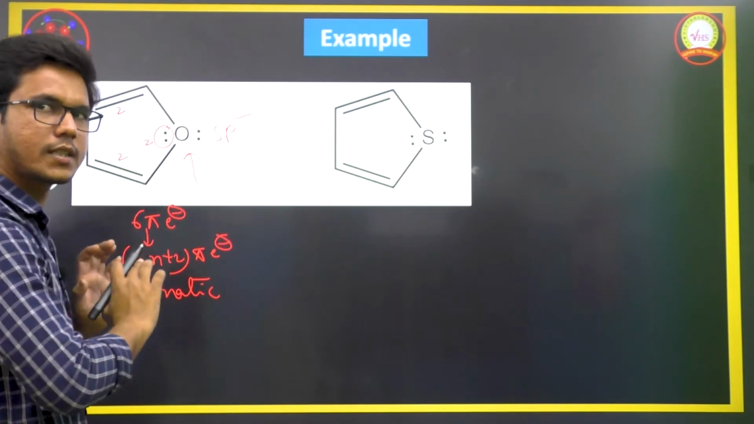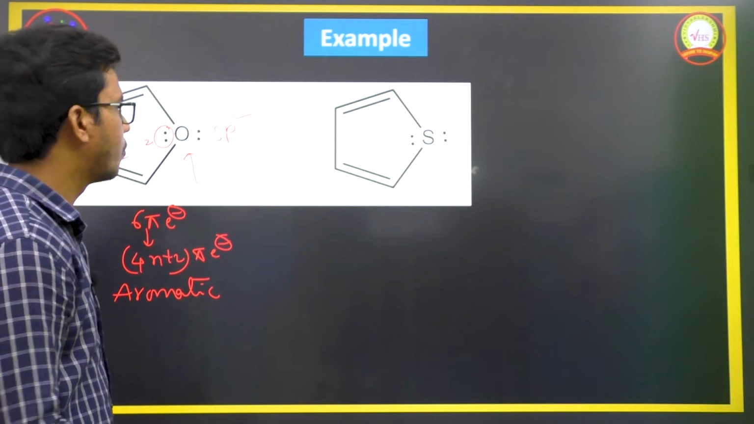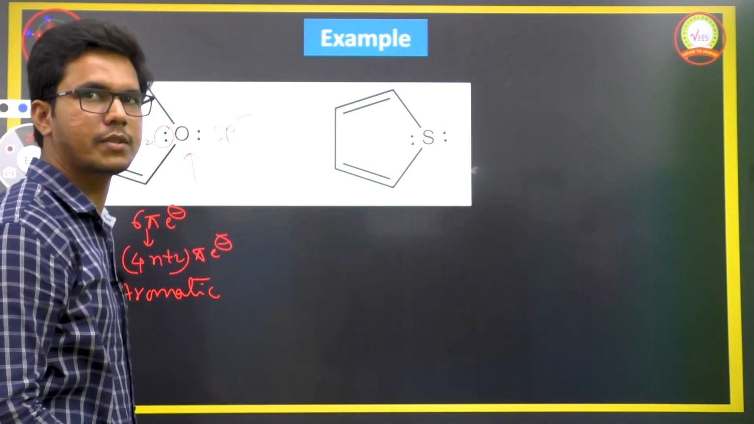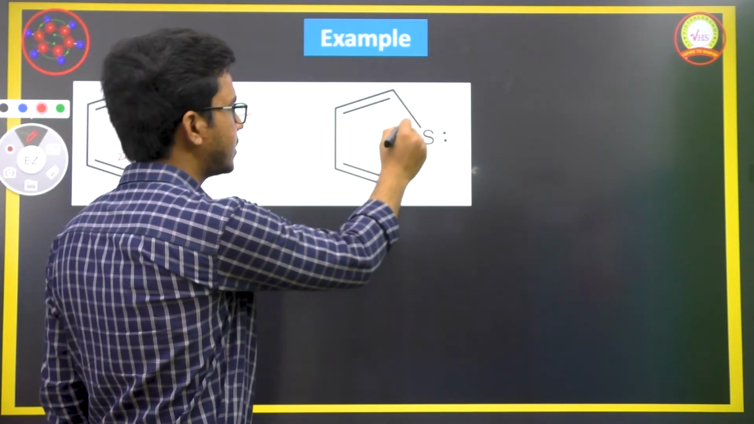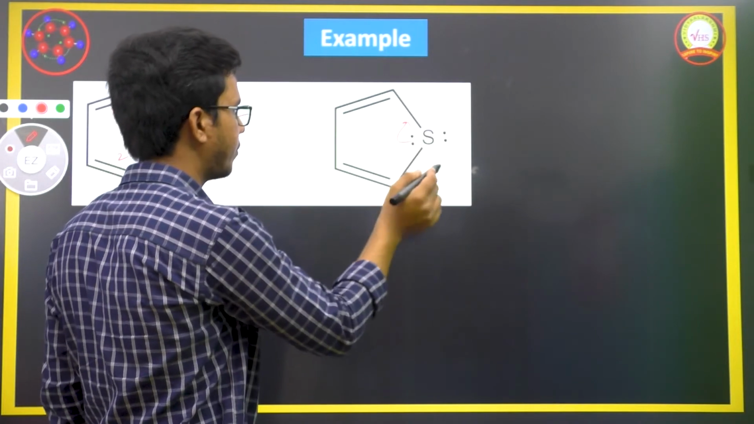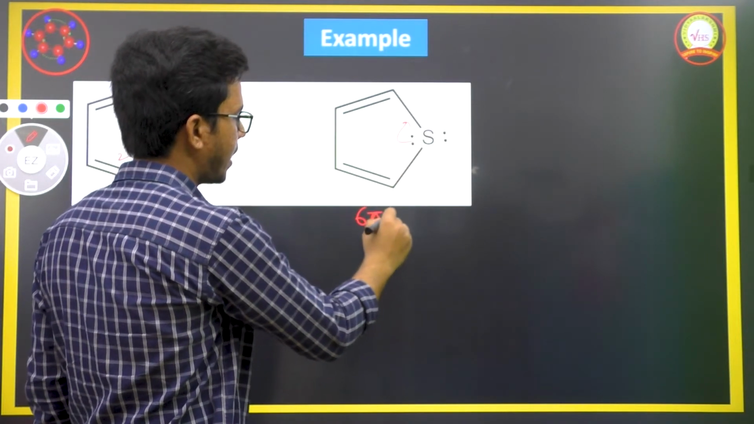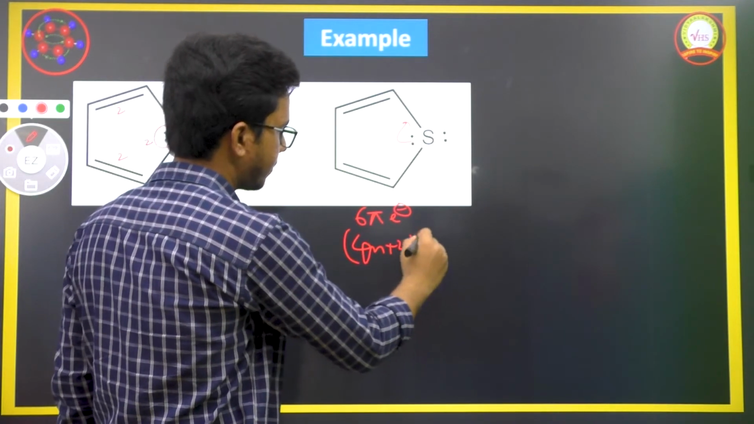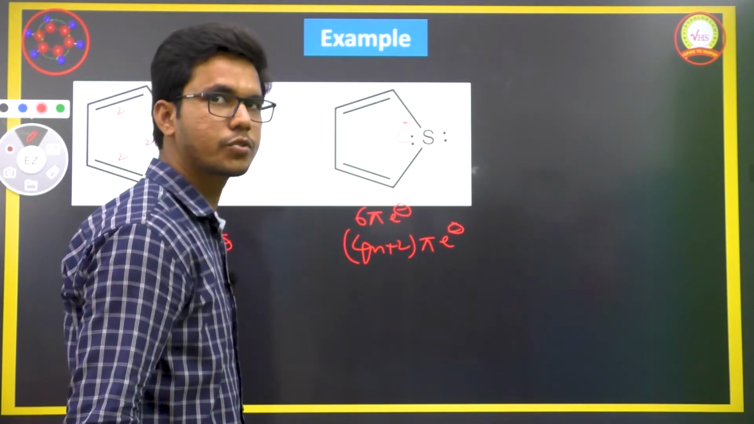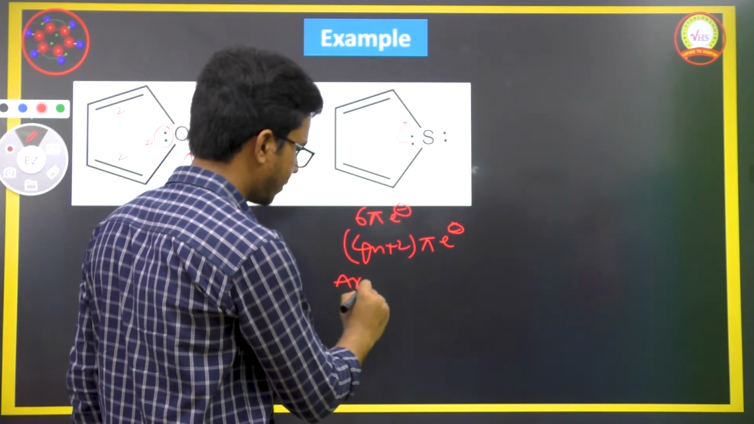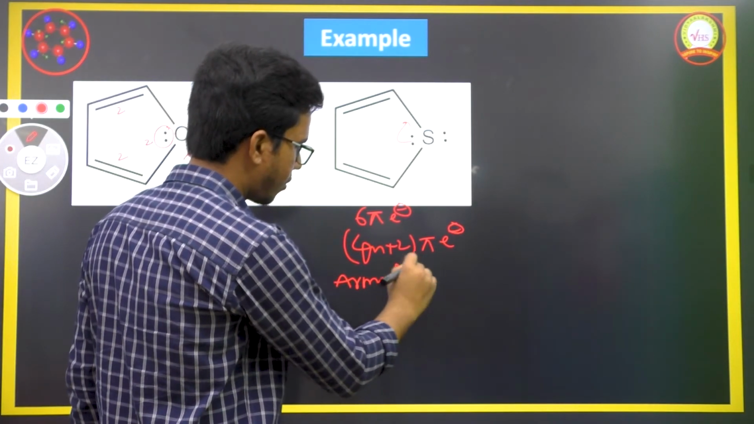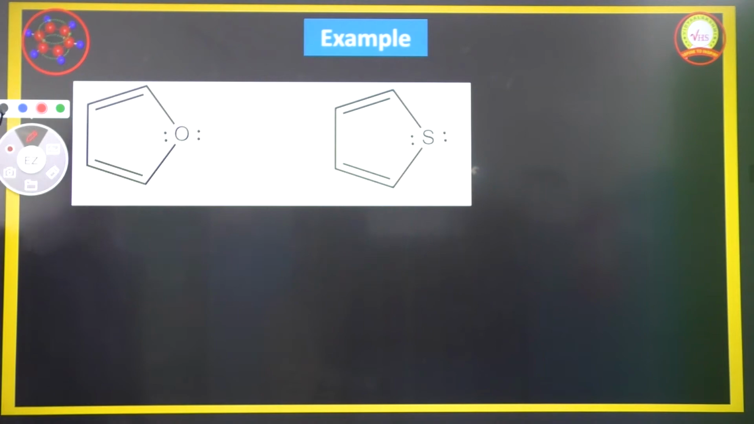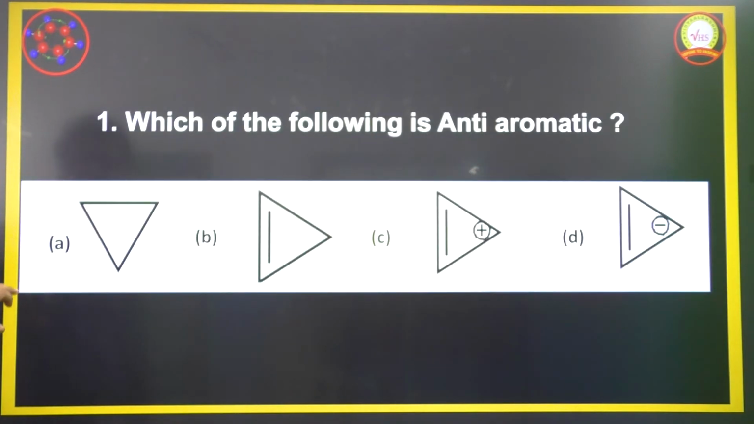This one and this one are both the same, no difference. Only the oxygen atom is here and the sulfur atom is over there. Complete delocalization takes place. All are sp2 and planar, and there is a 6 pi electron system following 4n plus 2. That's what this compound is going to be: aromatic. Next, let us see the next slide, the next example.